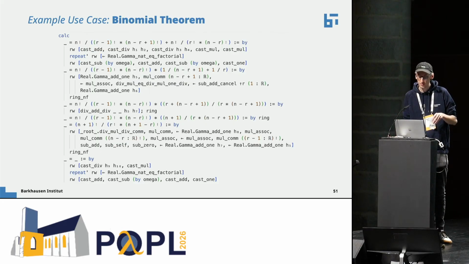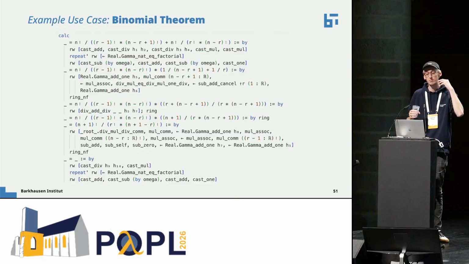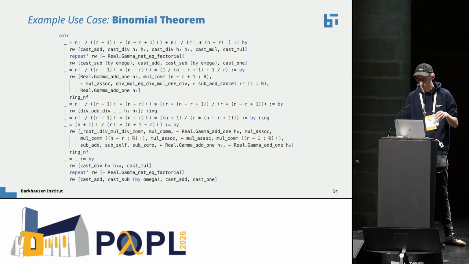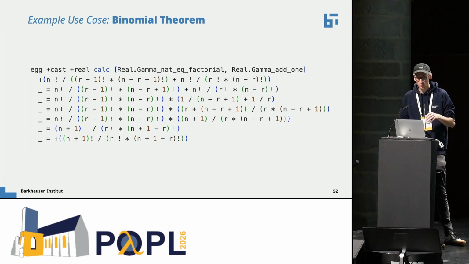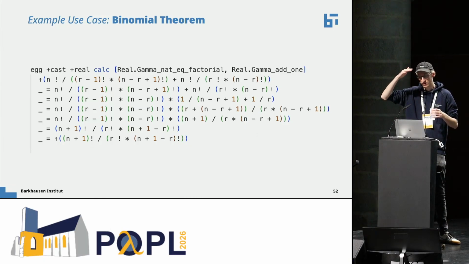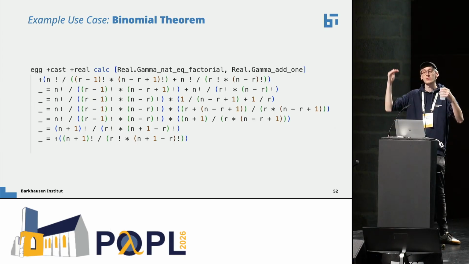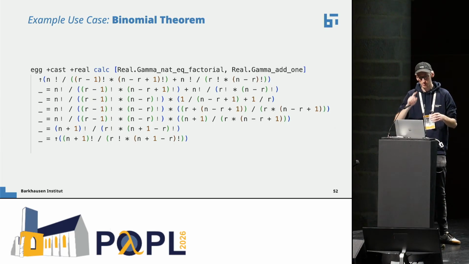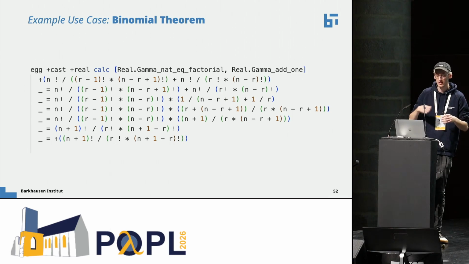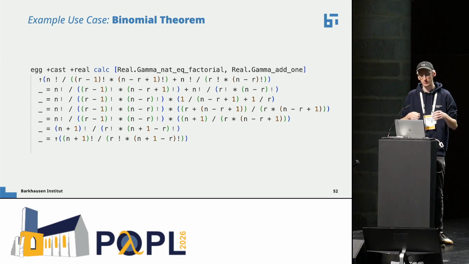Recall that originally we had to provide many justifications for why each of these proof steps actually holds. But using our tactic, called egg, we can rewrite this as follows: we provide all of the equational reasoning steps without any further justification and just move all those justifications to the top, where this plus cast indicates a set of lemmas for casting between natural numbers and reals, and the plus real provides a set of lemmas for real arithmetic, and the gamma stuff are just 2 additional lemmas we need in this case.